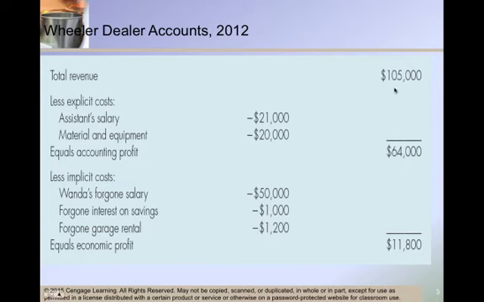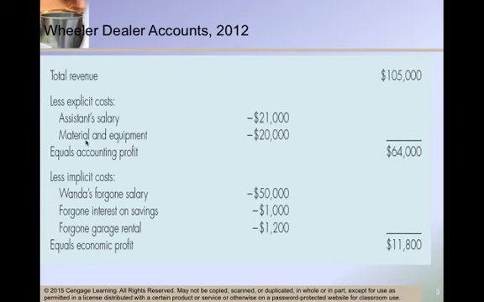So Wanda had $105,000 in revenue. That's the money that came into her business from selling these airplane wheels that she designed. Well, she had some explicit costs associated with making that revenue. She had an assistant working for her who made $21,000 a year. That's a cost that Wanda's paying out of her pocket. She's writing a check every 2 weeks or every month to pay her assistant's salary. So that's considered an explicit cost.